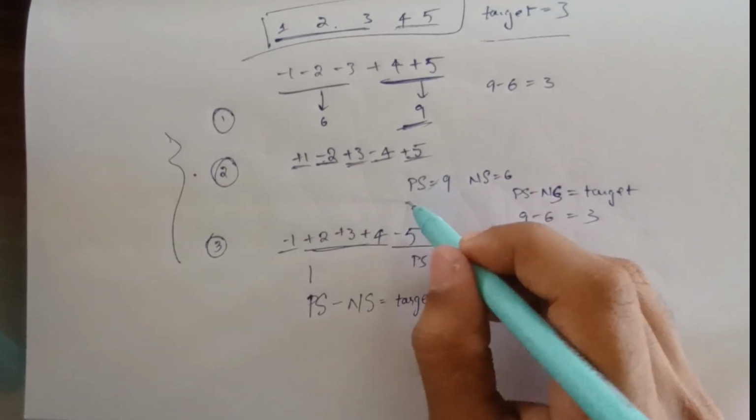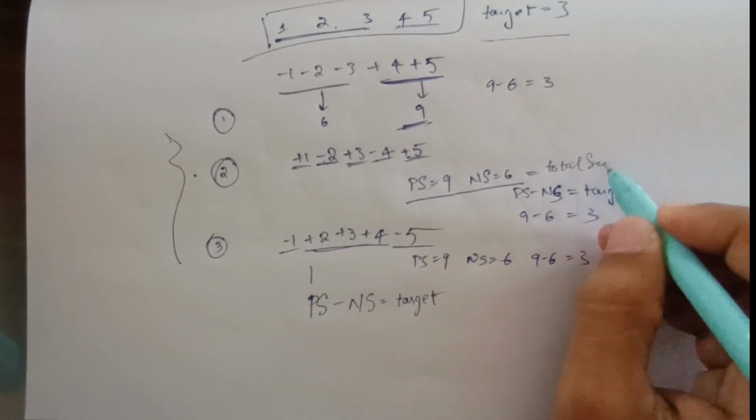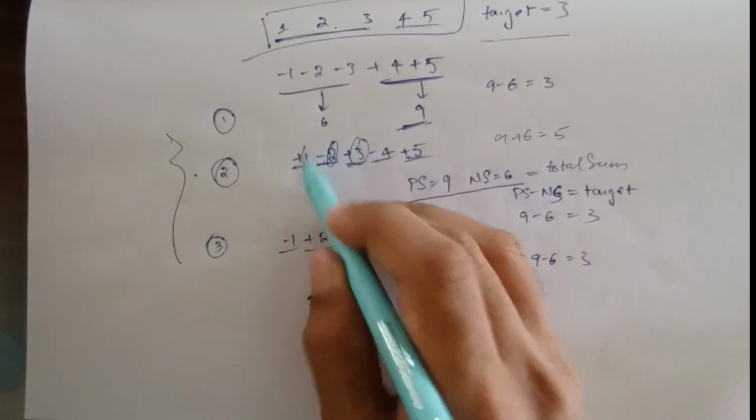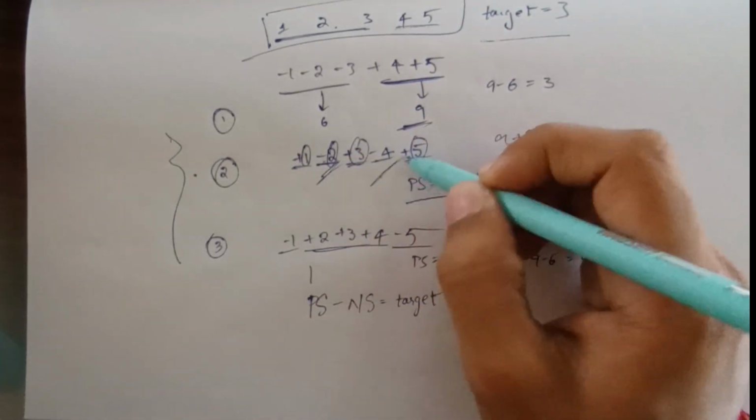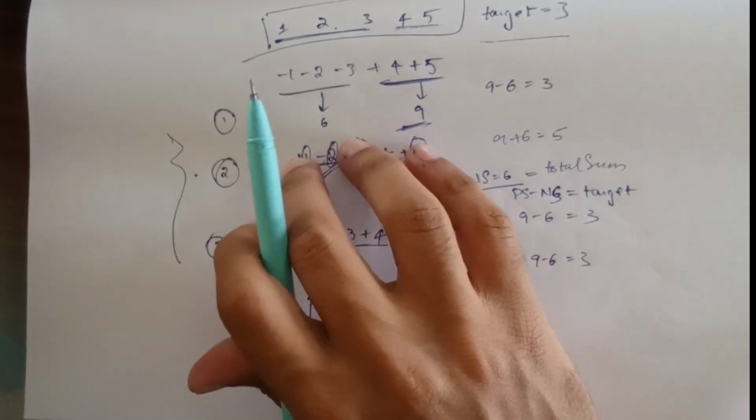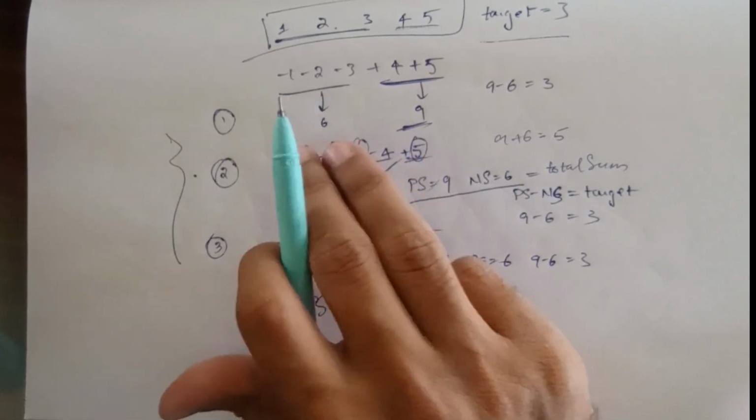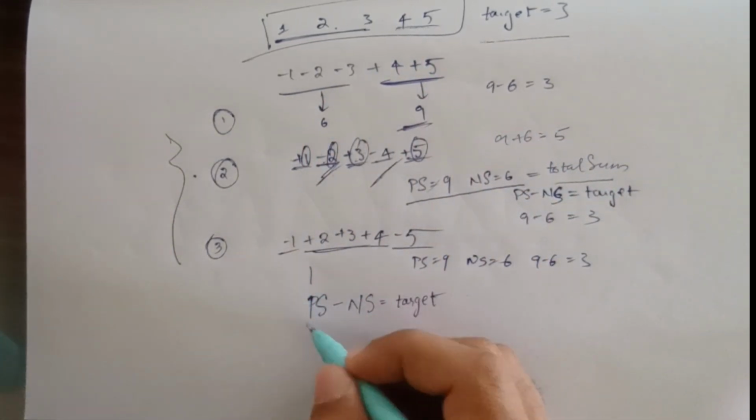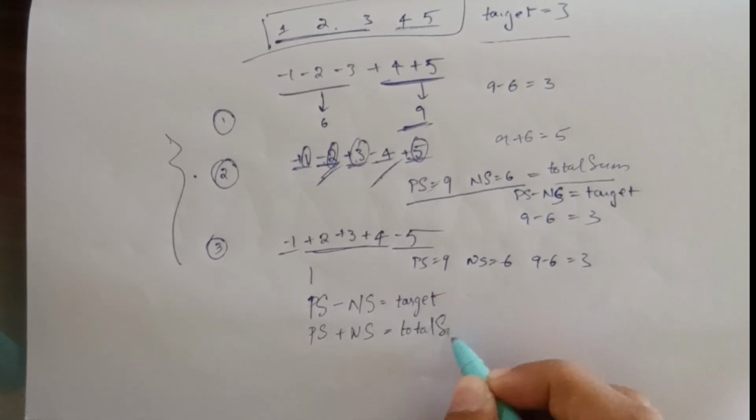But if you see clearly, positive sum plus negative sum is equal to total sum. How? Let us see. 9 plus 6 is equal to 15. These are the positive values and these are the negative values. These are the only elements which you are taking. If you take these separately, then you will be remaining with the negative sums. So positive sum plus negative sum is equal to total sum.